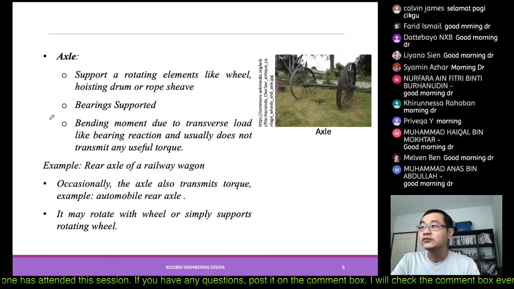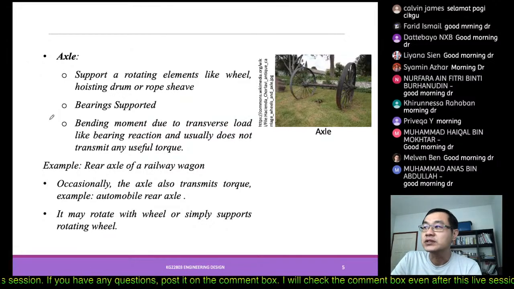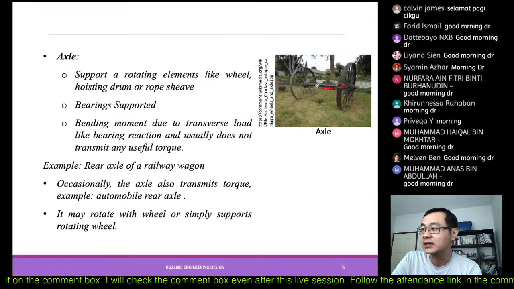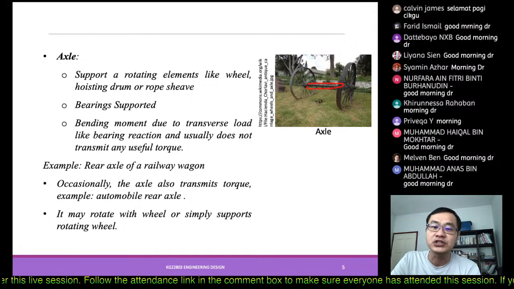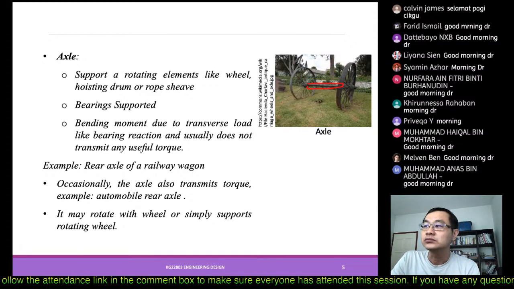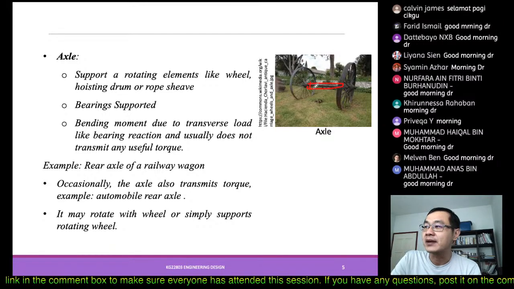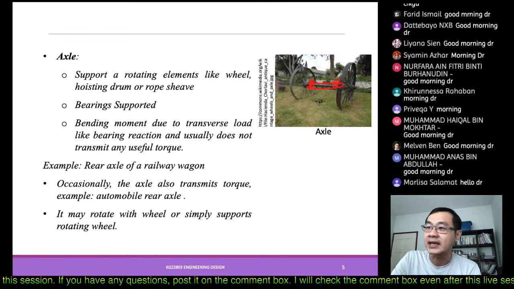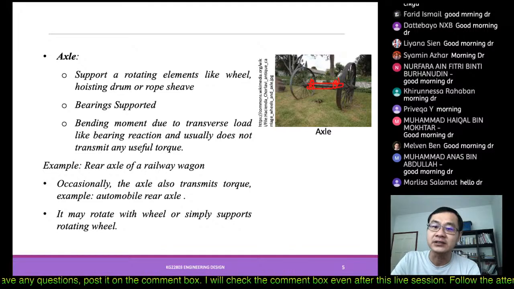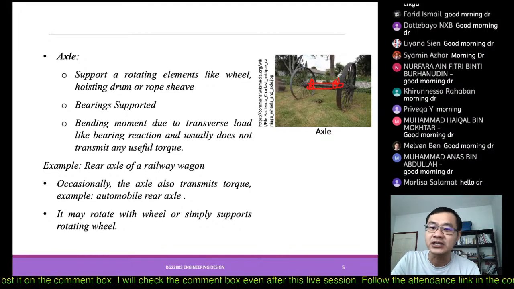For the axle itself, as we know, it is just a rotating part that connects two rotating elements like wheels, or maybe drums or maybe shafts. It should be bearing supported, so you may have a bearing to support your axle, or the general name shaft, but in specific application it is the axle.